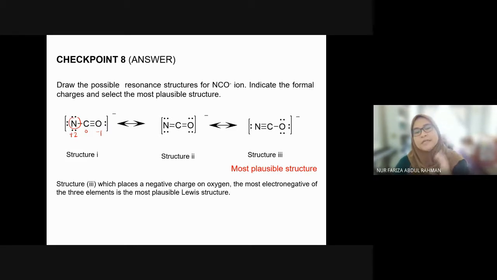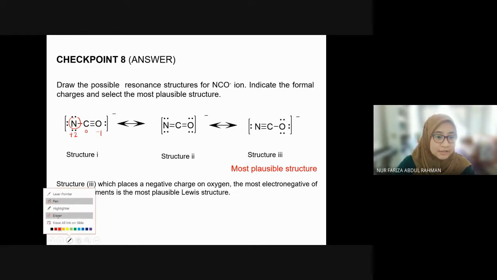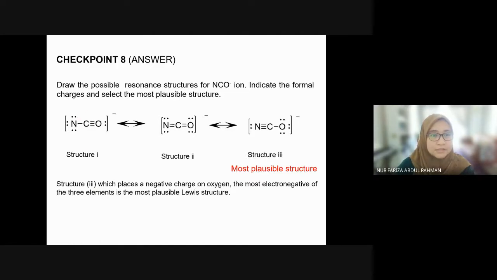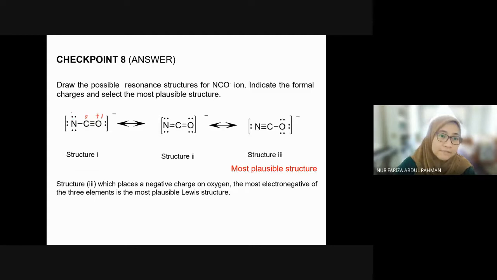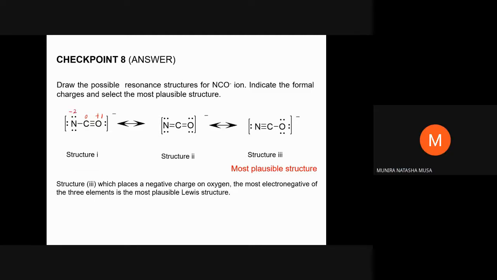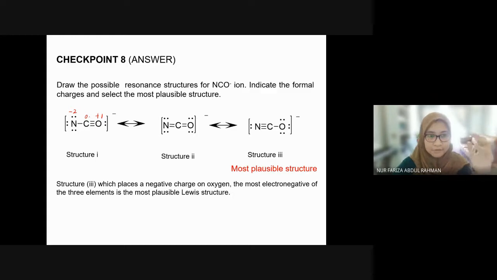Can someone please read out the formal charges that you have calculated for all the structures here? For structure 1, I know the carbon will be 0. How about the oxygen? What is the formal charge for oxygen here? +1 or -1? Positive, +1. And then how about the nitrogen here? -2.